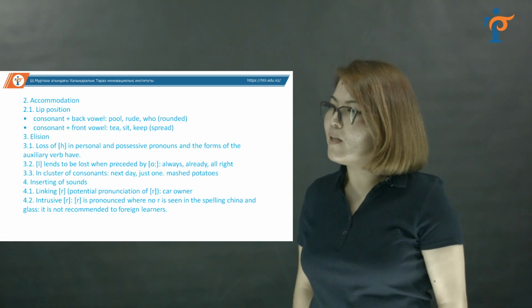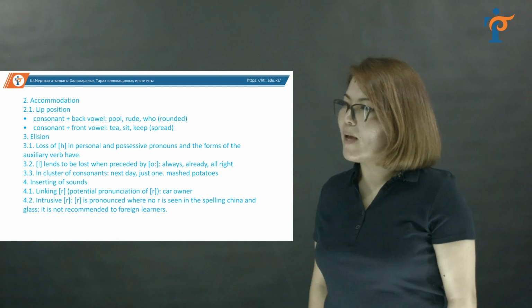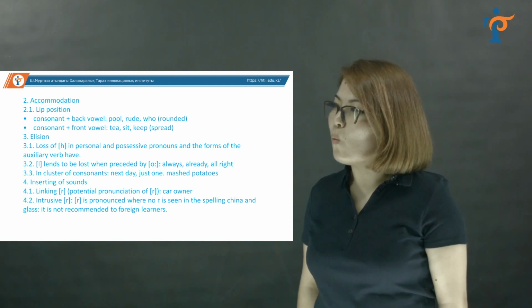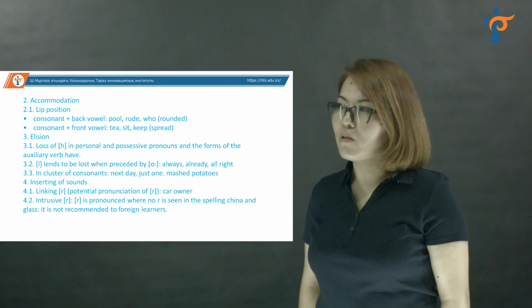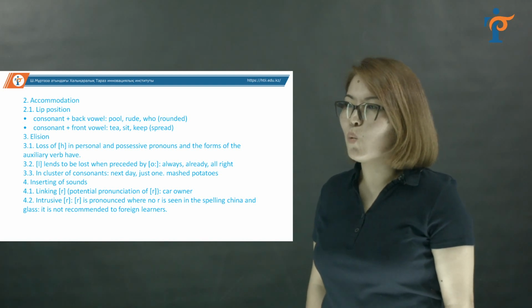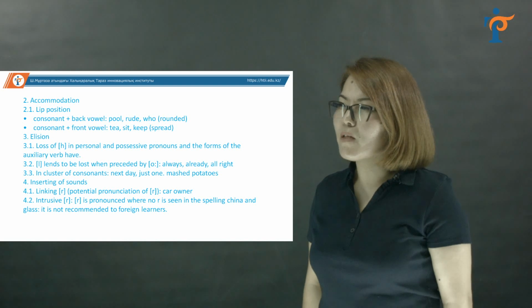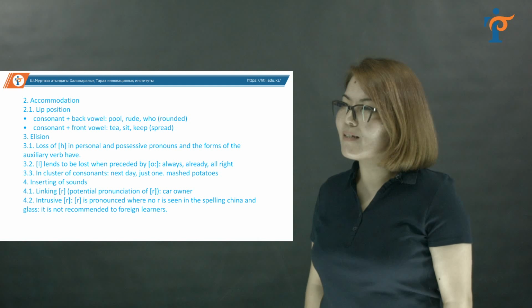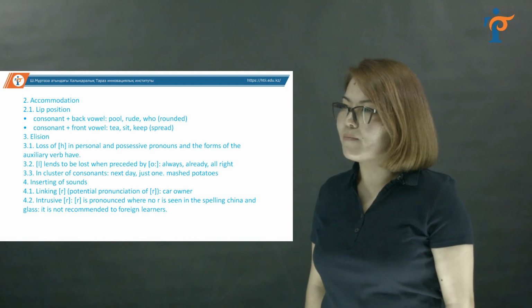Accommodation, lip position. Consonant plus back vowel, pu, rude, hu. Rounded, you see, lips are rounded, hu. Consonants plus front vowel, like in the words tea, sit, keep.